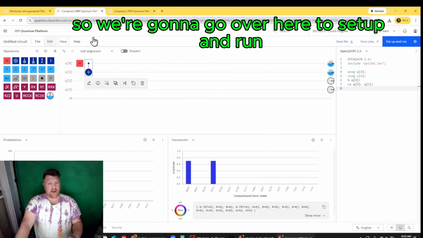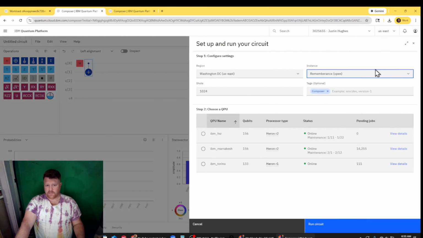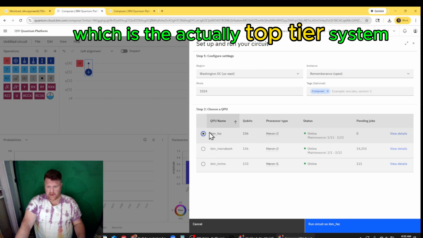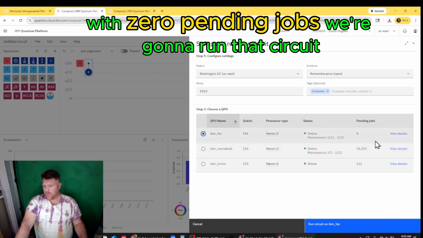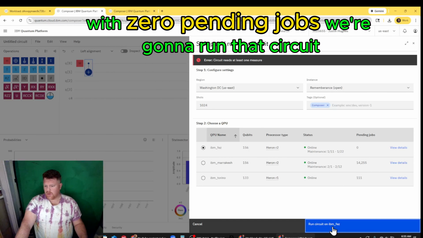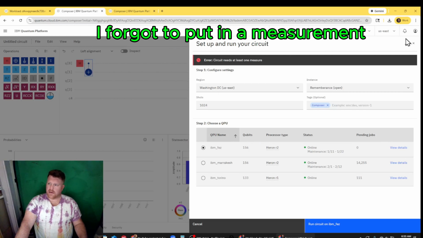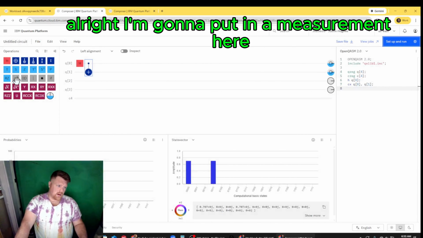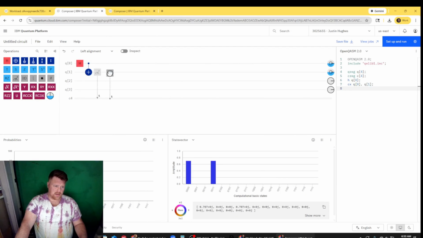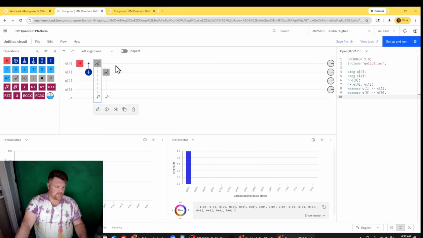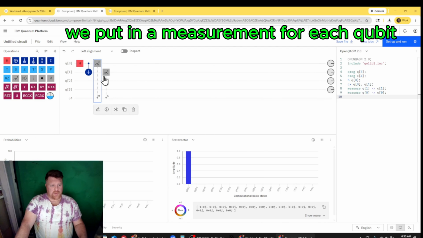So we're going to go over here to set up and run. We're going to pick Fez, which is the actually top tier system with 0 pending jobs. We're going to run that circuit. Oh yeah, I forgot to put in a measurement. Okay, here we go. All right, I'm going to put in a measurement here. And I probably need to put in 2 measurements. Yep, okay. We put in a measurement for each qubit.